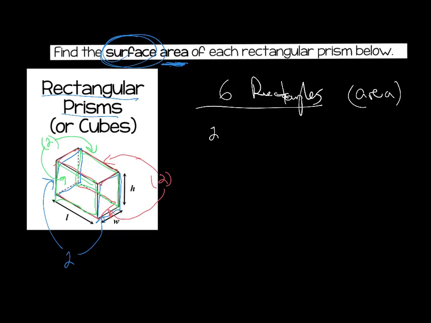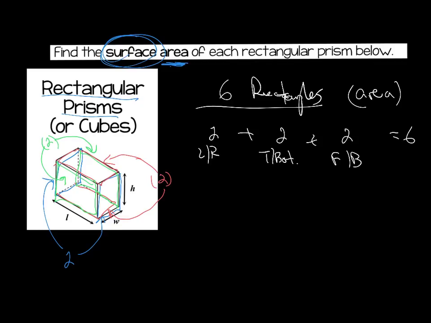But there's 2 of one flavor, there's 2 of another flavor, and there's 2 of another flavor, which give us 6 individual rectangles. And by flavor, I mean that there's a left and a right side, they're identical. There's a top and a bottom, they're identical. And then there's a front and a back, and they're identical. So we'll put BOT for bottom.